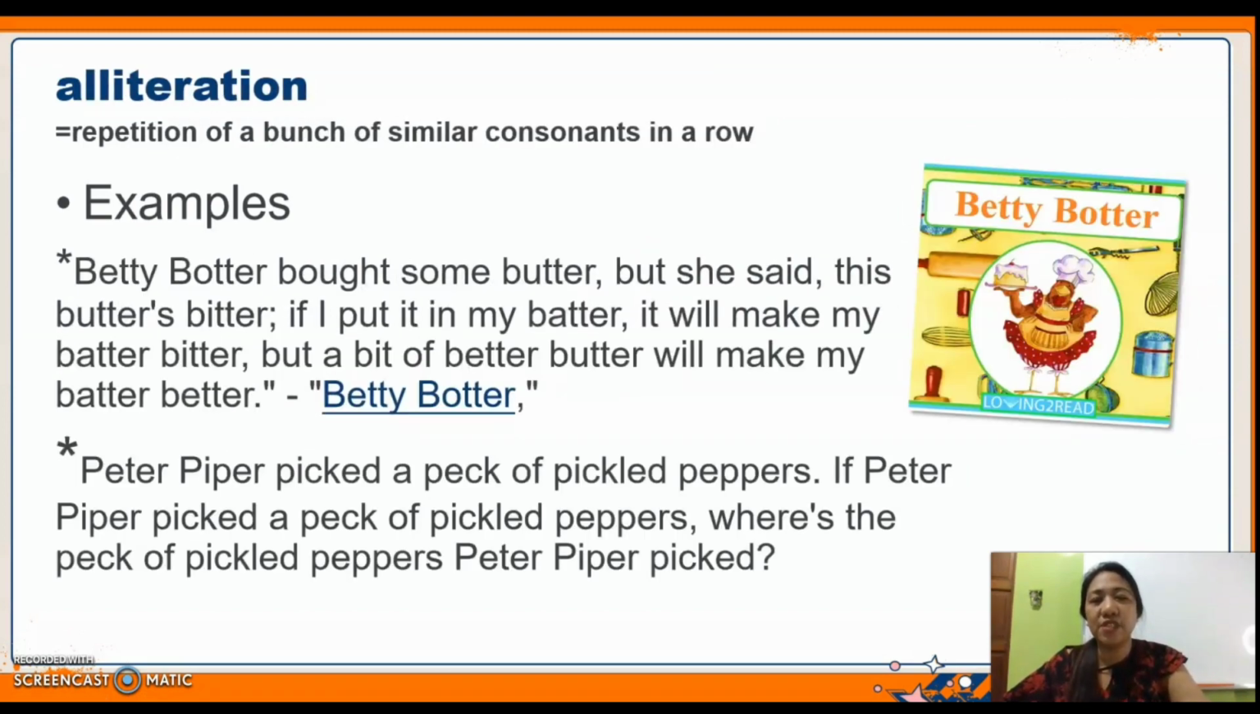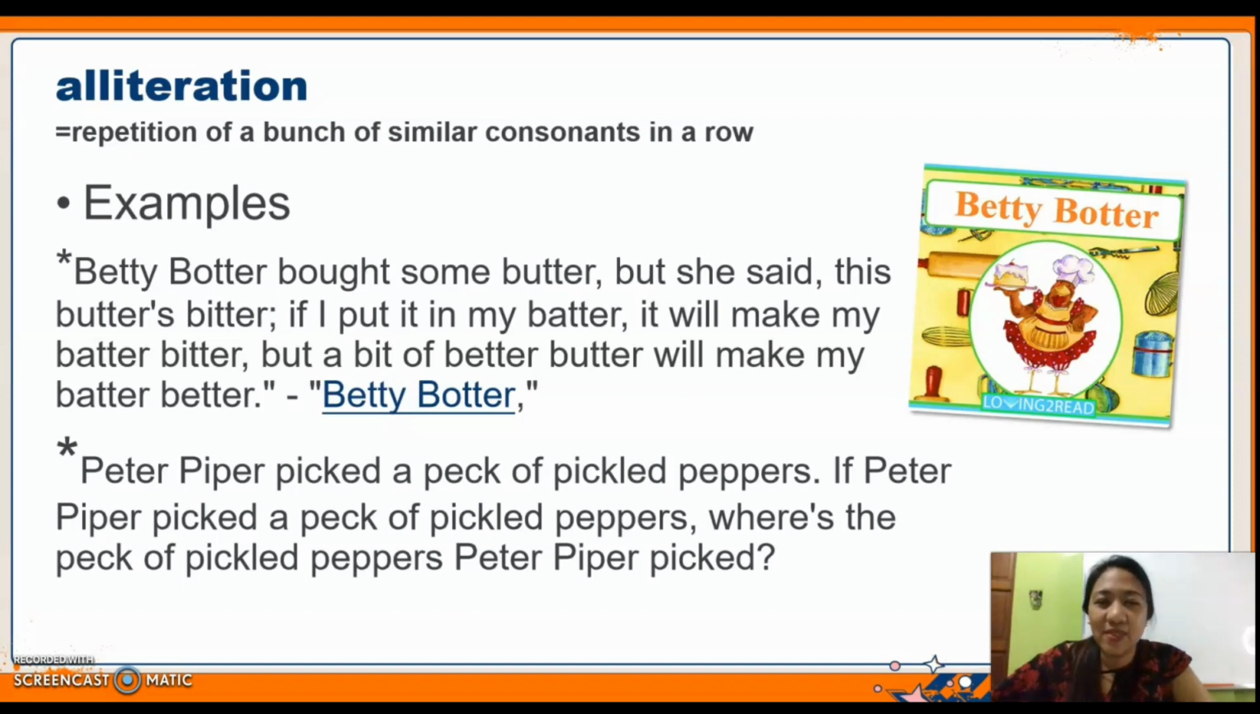Alliteration is the repetition of a bunch of similar consonants in a row. You know that consonants are letters in the alphabet, except A, E, I, O, U. Example, Betty Butter bought some butter, but she said, this butter's bitter. If I put it in my batter, it will make my butter bitter, but a bit of better butter will make my batter better.